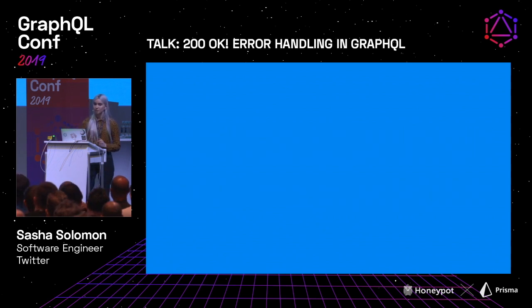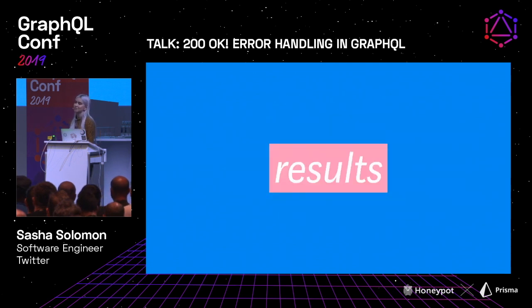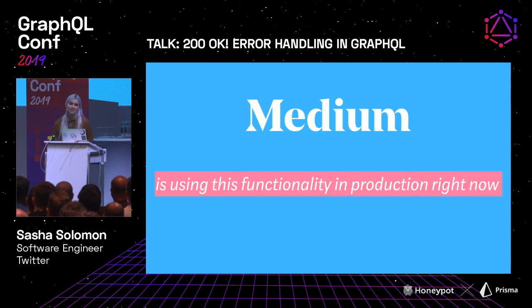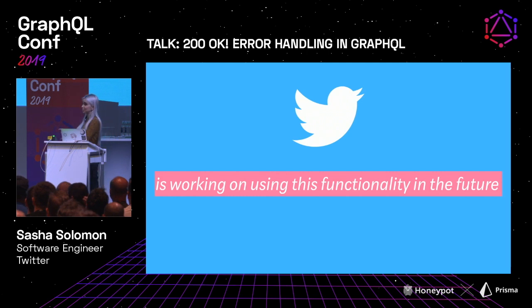Cool. So what have we learned? We learned that not everything is an error. And you should model your errors as errors, but you should model actual results as results. So really, they're not errors at all. This whole talk has been about results. I fooled you all. Cool. So the other cool thing about this is if you're wondering, does this actually work? It does. We're actually using this functionality right now in production at Medium, but I don't work at Medium anymore. I work at Twitter. And we're working on using this functionality in the future at Twitter as well.